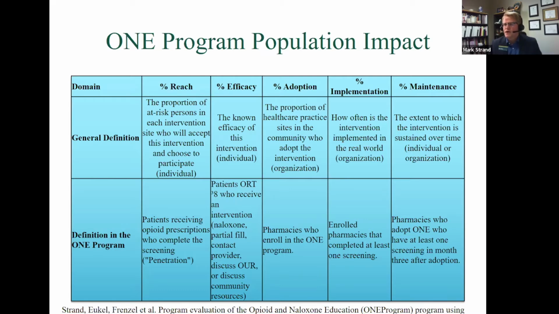Adoption is the number of pharmacies in the state who enroll in the program. Implementation is the number of pharmacies who adopt the program who actually go on to complete at least one screening. That is, they get started. And then finally, maintenance is pharmacies who have implemented the program and who are still screening 3 months after adoption.